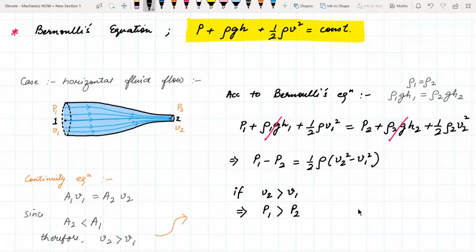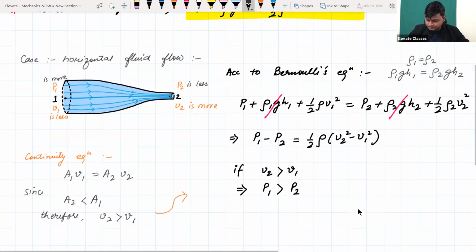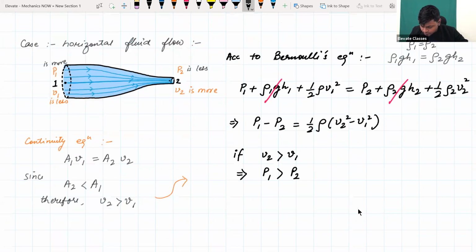Yes, sir. So as the streamline goes from 1 to 2, there is an increase in velocity, but a decrease in pressure. Okay, so here I can say that velocity is more, and here velocity is less, but here I can say the pressure is less and here pressure is more. So if you look at horizontal flow of a streamline, then increase in velocity is associated with a decrease in pressure, and a decrease in pressure is associated with an increase in velocity, and vice versa. Are you following this conclusion?